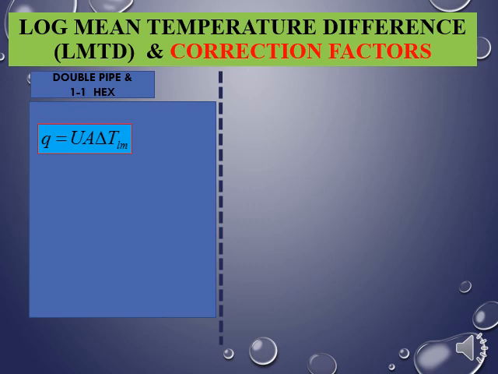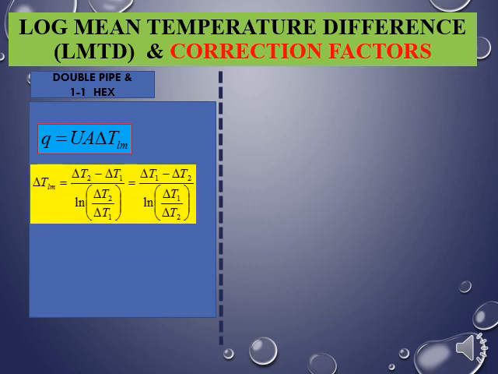Remember, these two parameters depend on which surface area you refer to. If it's for the inside surface, it is supposed to be Ui and Ai. If it's for the outside surface, it's supposed to be Uo and Ao. And the log mean temperature is based on this formula. I already covered this formula in the previous slide.